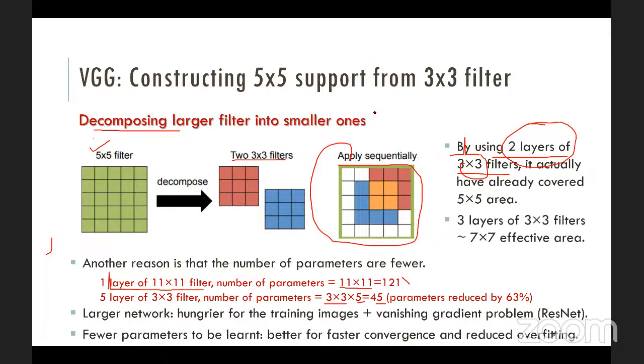When the receptive field changes, meaning whatever information we were getting through one filter we are no longer getting, then it is a problem. Here we have reduced the size of the filter but at the same time increased the number of layers, so the receptive field remains the same. The fewer parameters are better for faster convergence, and they reduce overfitting.